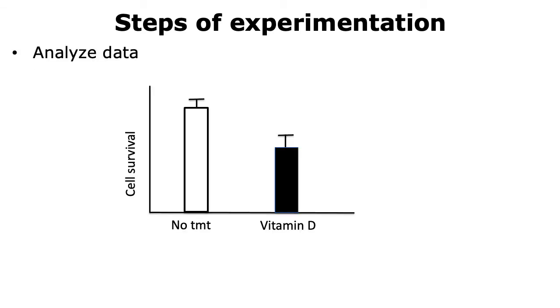So now that we have our data analyzed, we can graphically show our data, as shown in this figure, where we're looking at the cell survival in cells that were not treated with anything, or the no treatment, and the cells that were treated with vitamin D. As we can see in the graph, it looks like the bar that represents vitamin D is lower in height or shorter than the no treatment sample.